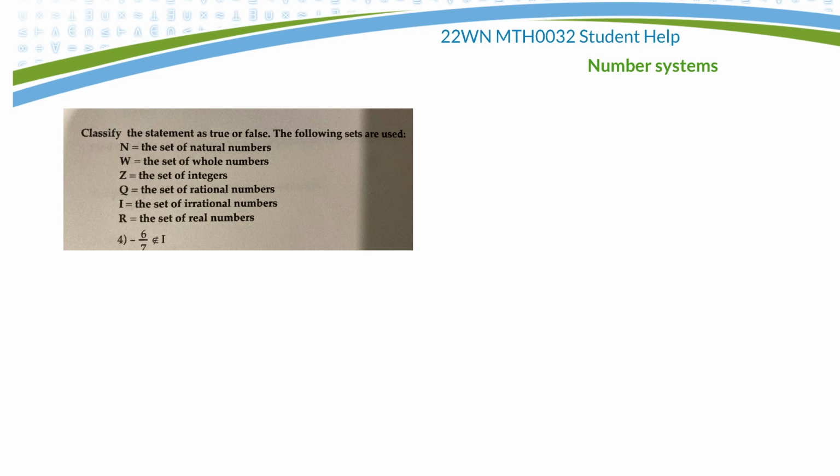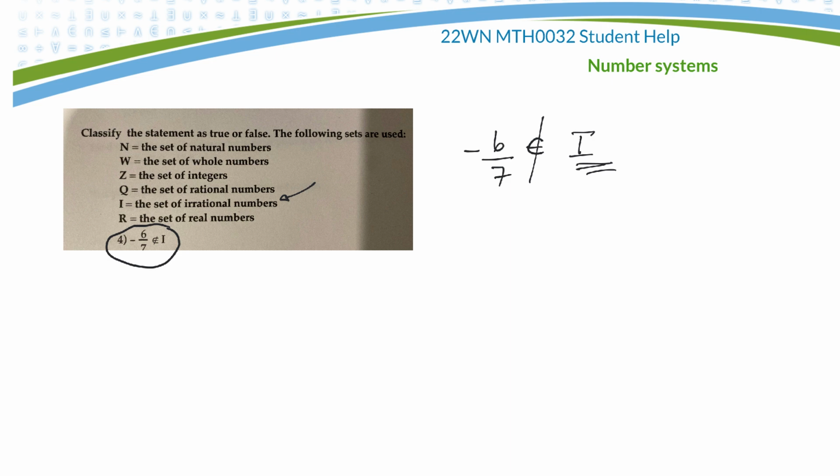All right, in this question, you're asked to say whether a statement is true or false. So there's our statement. Is minus 6/7, and this funny looking E means it's an element of the I, whatever I is. I is irrational numbers. And they have a line through the E, which means is not. So they're saying minus 6/7 is not in the irrational numbers.